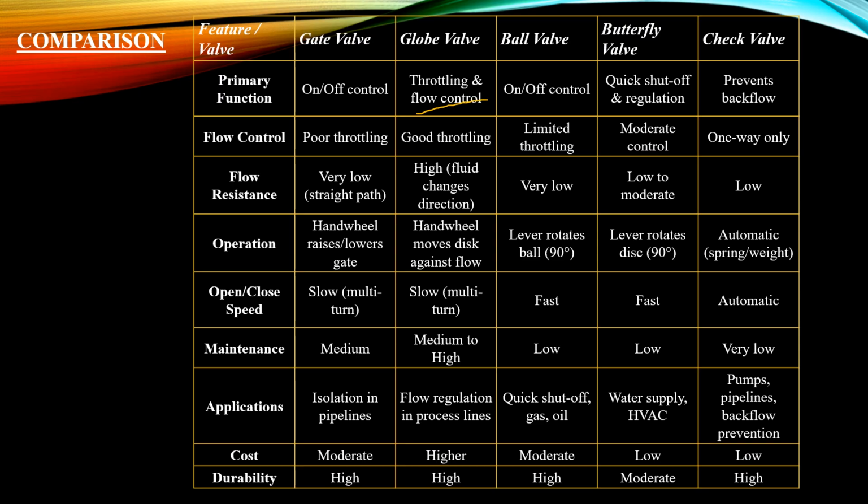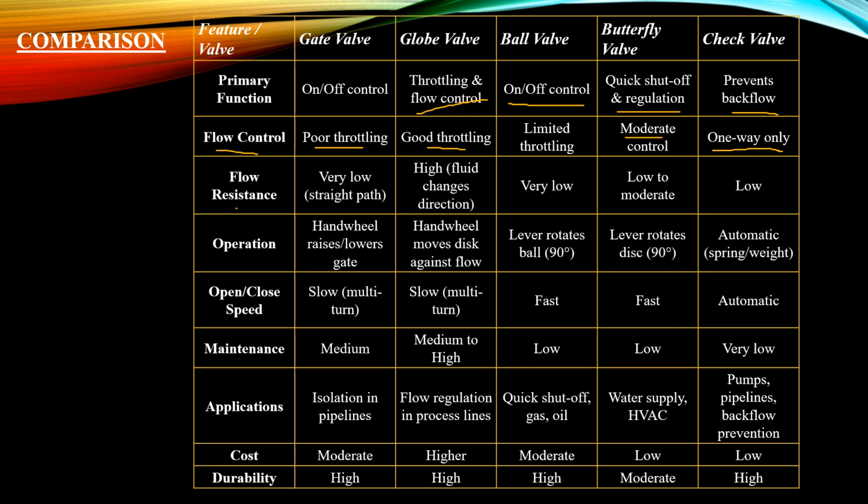For ball valve, again primary function is on off control. Butterfly valve, quick shutdown or regulation purpose, we use butterfly valve. And for check valve, it prevents backflow, because as we discussed, check valve only allows the flow of fluid in one direction only, so there is no backflow. Now for flow control, gate valve gives poor throttling. Globe valve gives good throttling. Ball valve gives limited throttling. Butterfly gives moderate control. And check valve, as we know, it is one way only.